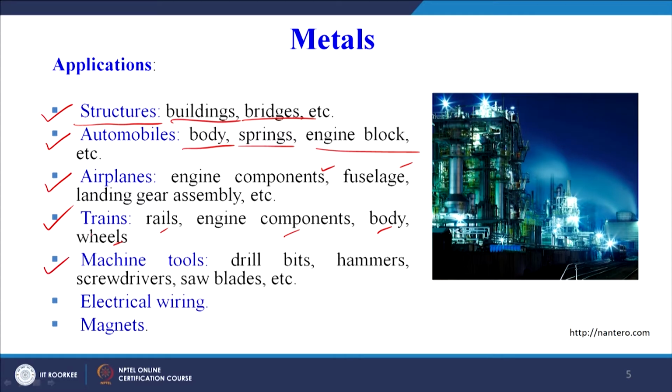Similarly, the machine tools or the machines we see around in the workshop are made of metals, the drill bits, tools also. So this is from the tools category. Hammers, screwdrivers, saw blades, the machine beds, all are made by metals. Electrical wiring, I have already given an example, magnets. So there is a long list of metallic components. All these are engineering applications we are giving.